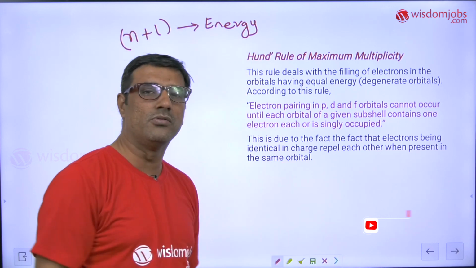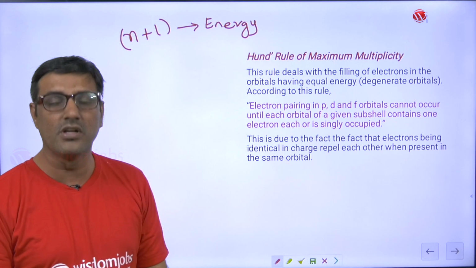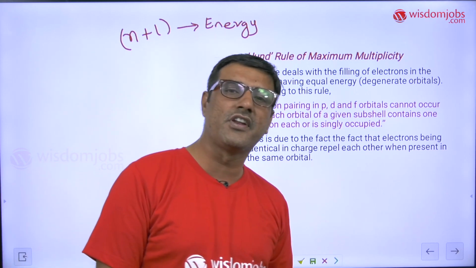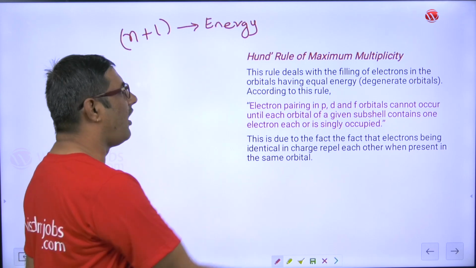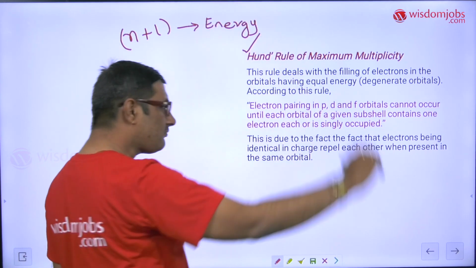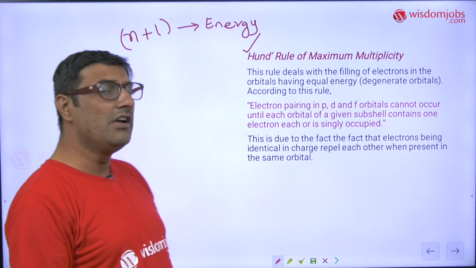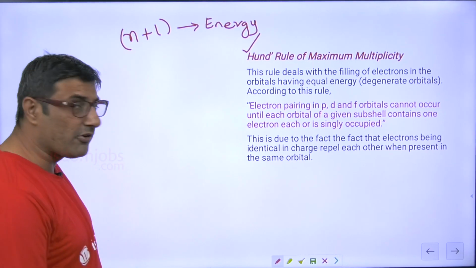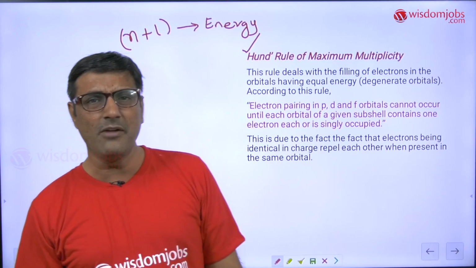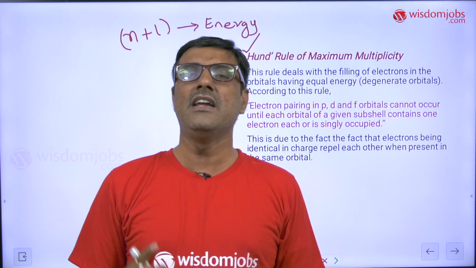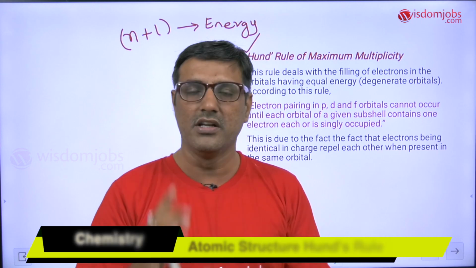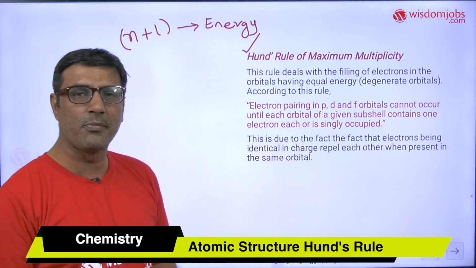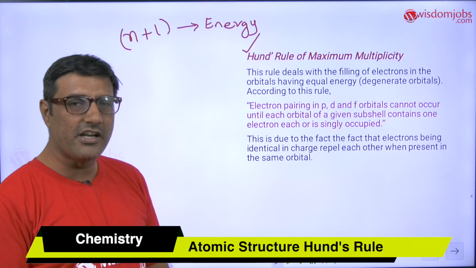Now let me explain the last rule which is to be followed while writing the electronic configuration of a given element. The last rule is Hund's rule of maximum multiplicity. In this rule, he says that electron pairing will take place only when each orbital has at least one electron. I already told you what an orbital is in the last video, but I am going to reiterate it once again.